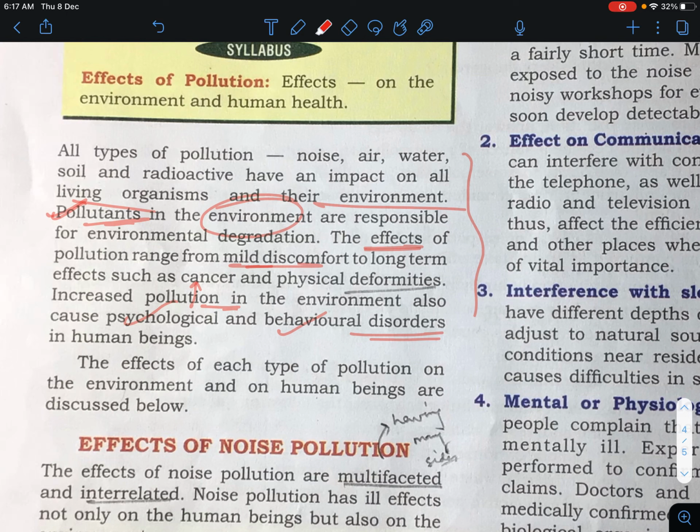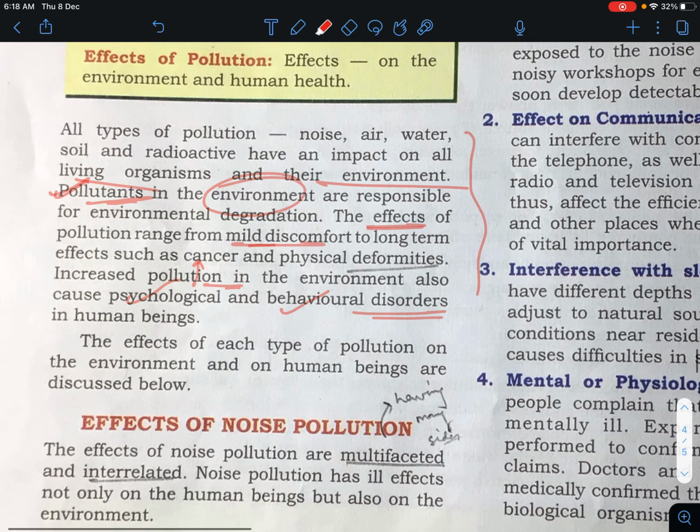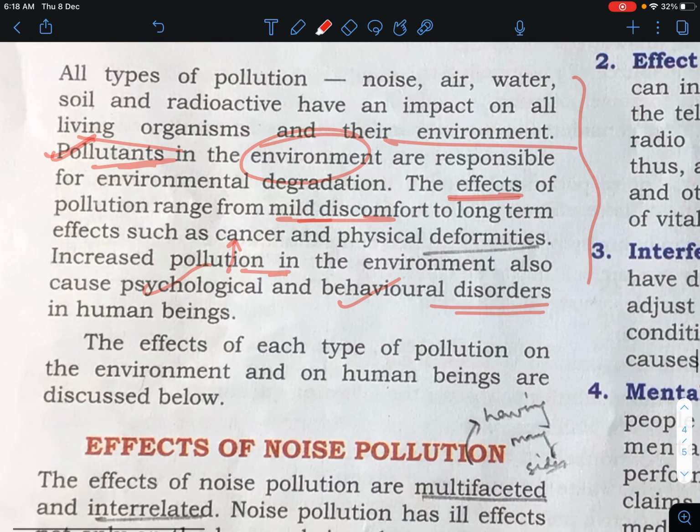And there are many pollutants that are responsible for environmental degradation. The effect of these pollutants present in the environment can be a mild discomfort as well as a long-term effect. And it also says that increased pollution in the environment causes physiological as well as behavioral disorders in human beings.